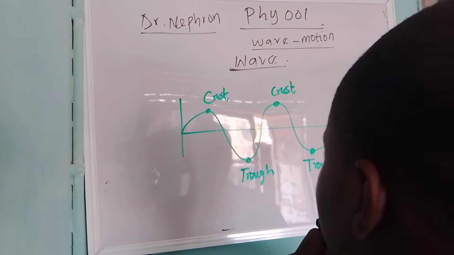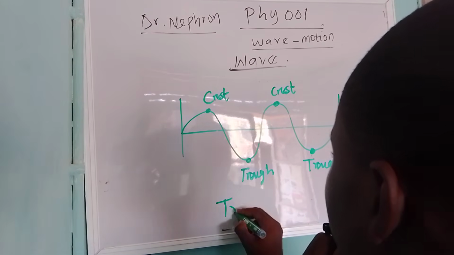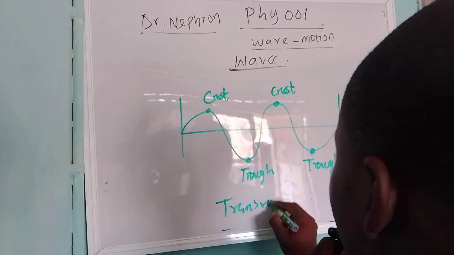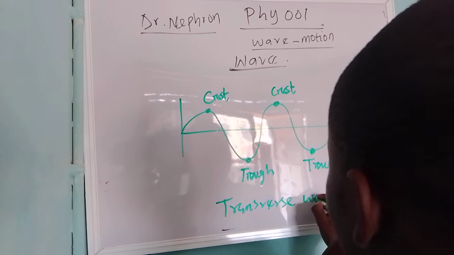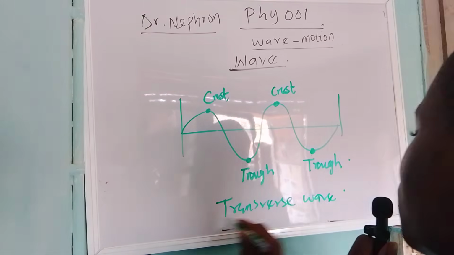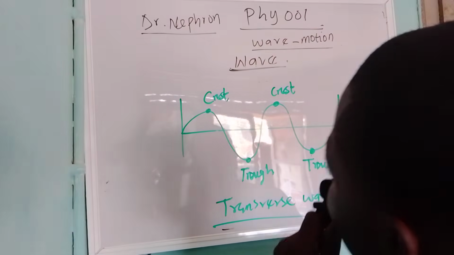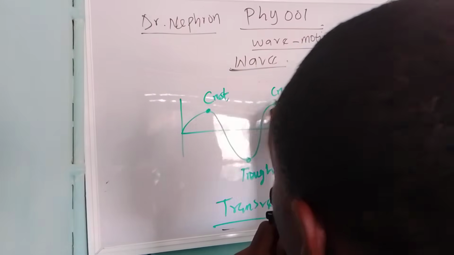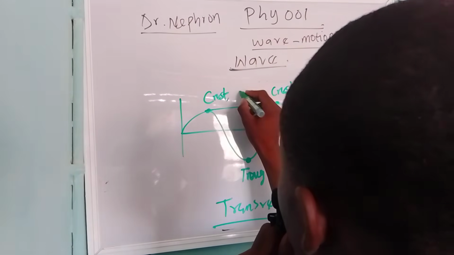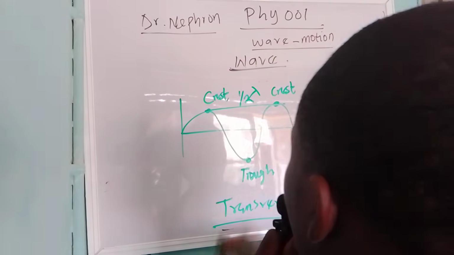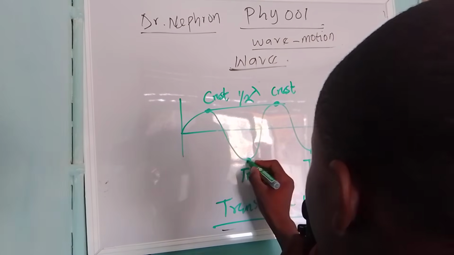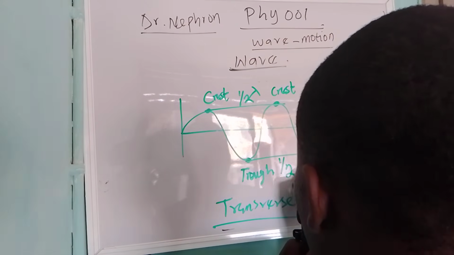I get it. So this is a transverse wave. Hope we are getting that. So that means crest to crest, that is from here to here, is lambda. Do you get it now? So here to here too is lambda.